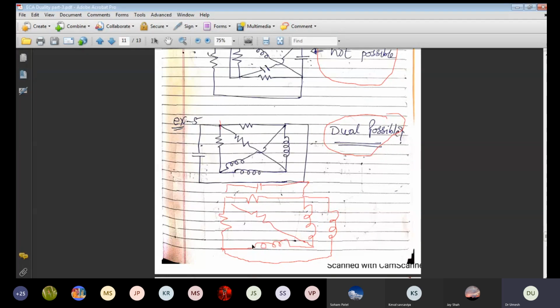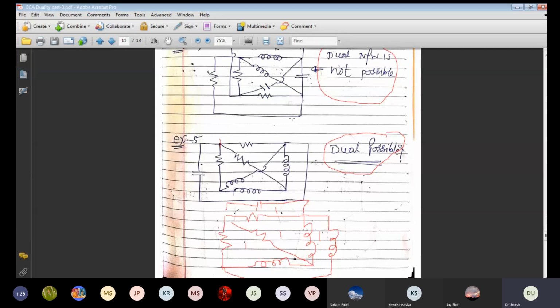When you rearrange this circuit, there is no overlapping here. First loop, second loop, third loop, fourth loop, there are 4 loops available, so dual is possible in that case, right? So if such a type of circuit is given, you cannot say it is a non-planar circuit.